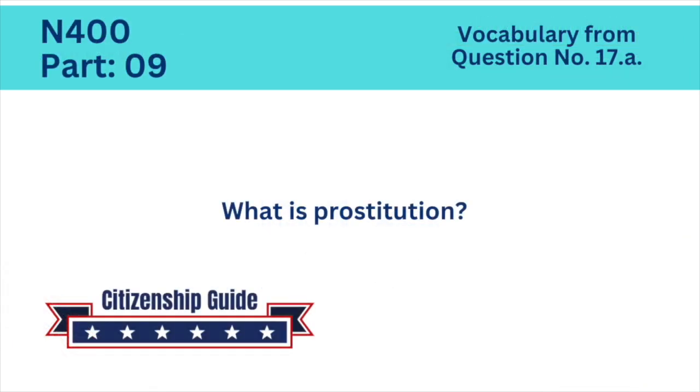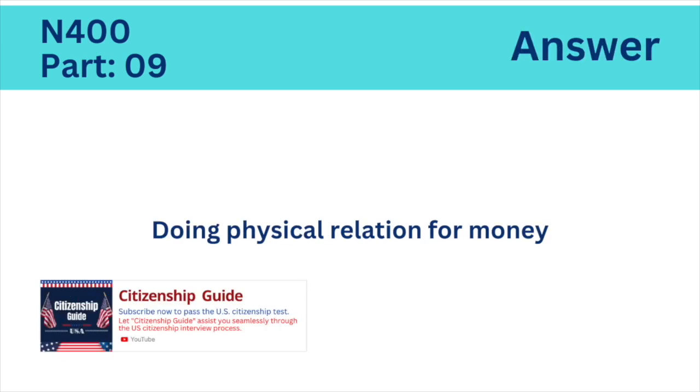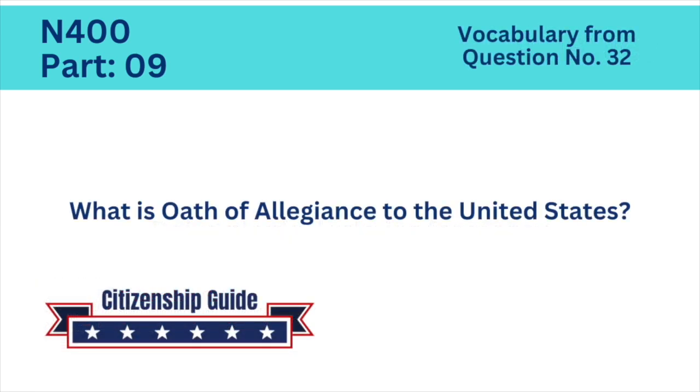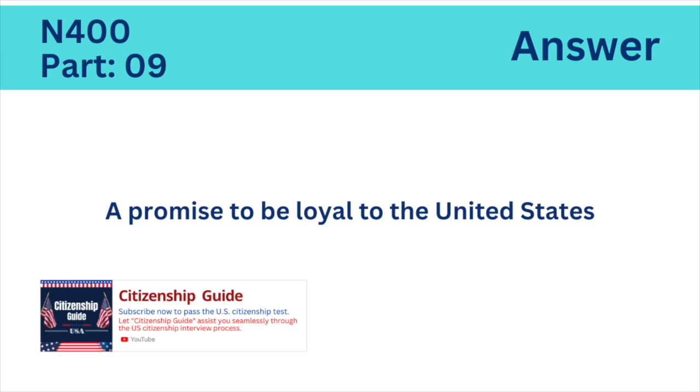What is prostitution? Doing physical relation for money. What is oath of allegiance to the United States? A promise to be loyal to the United States.